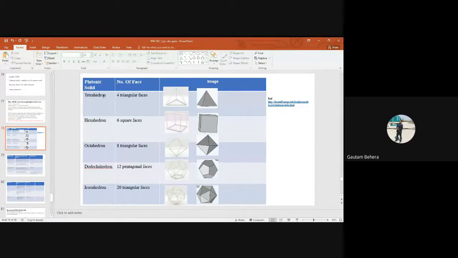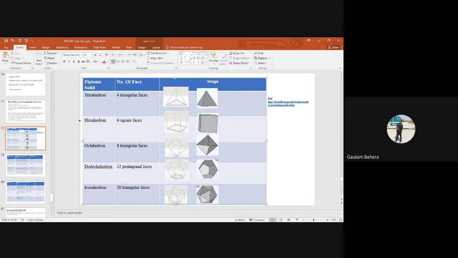Tetrahedron, Platonic solids. So simple tetrahedron, right? You can see here also. This is 1, this is 2, this is 3, and at the bottom, just opposite to this vertex, we have another triangle, right? That is 4.